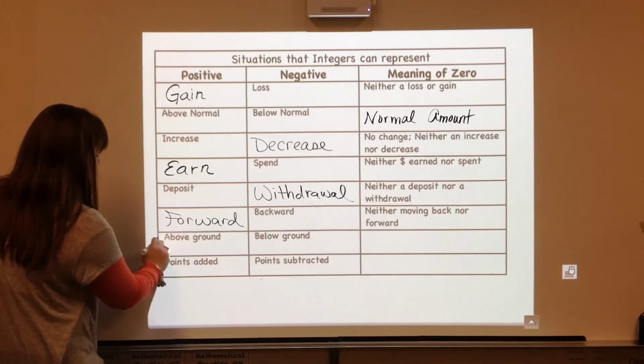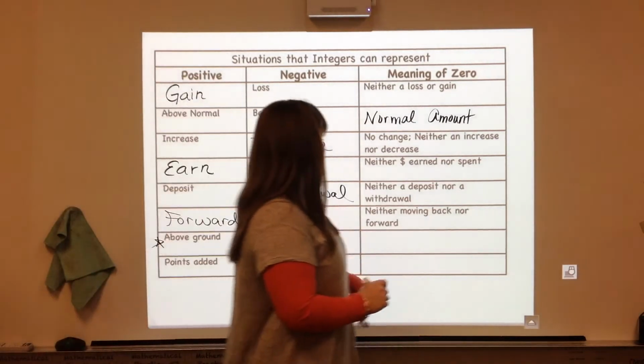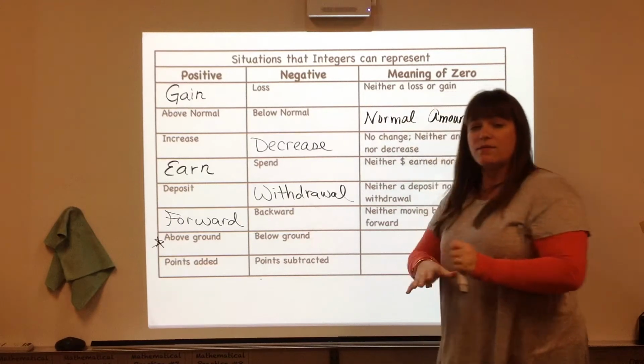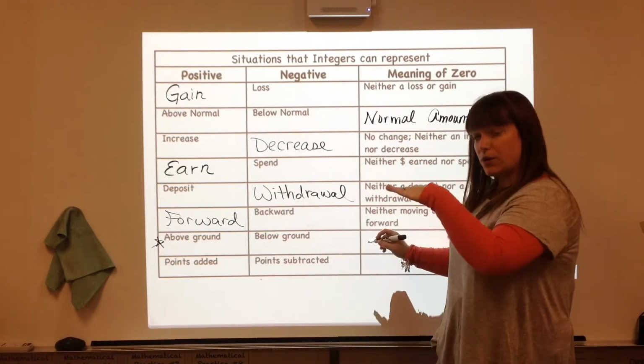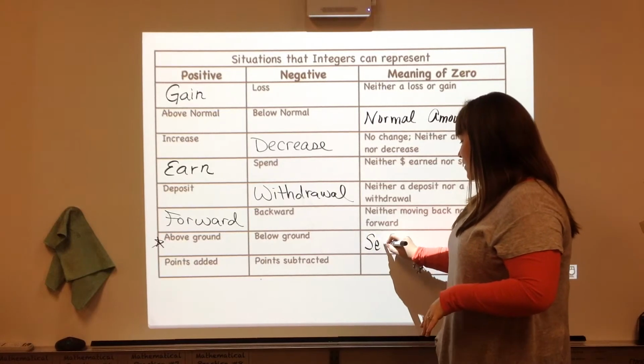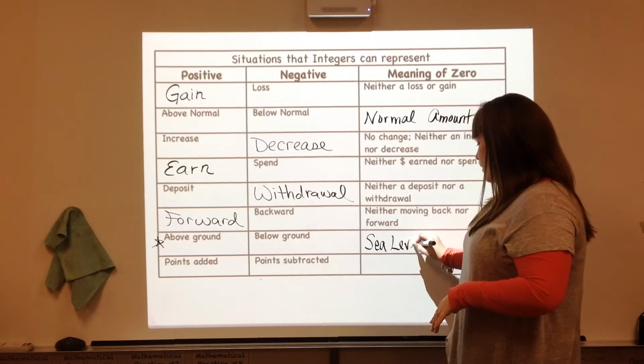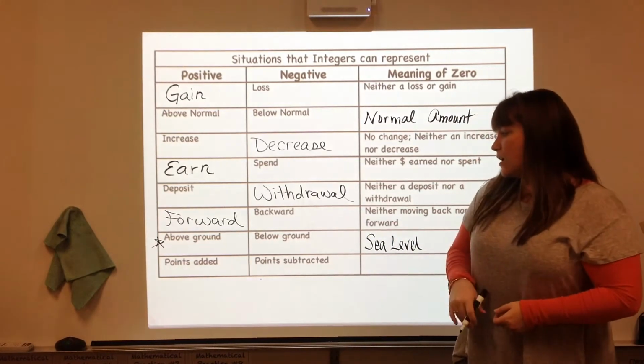This is a big one. That's why I wanted you to put the meaning of 0 here. Elevation deals with above ground, below ground. And so the 0 in this situation is sea level. That one comes up a lot.